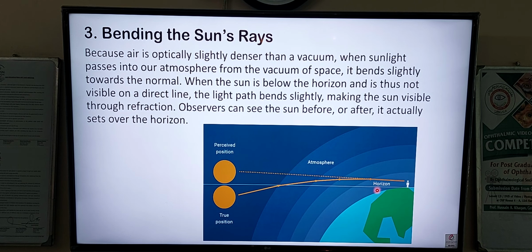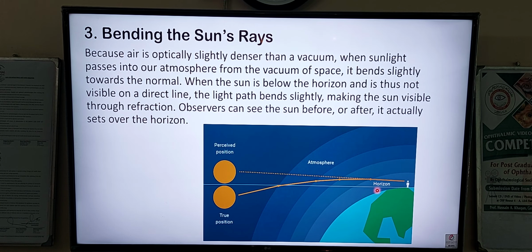The third one is bending the light rays, the sun rays. So we all know that before the sun actually rises, we see its image earlier. We know that when we see that the sun is rising, the sun has not actually risen yet. Why does this happen? This happens because the optical density of air is more than the optical density of vacuum.